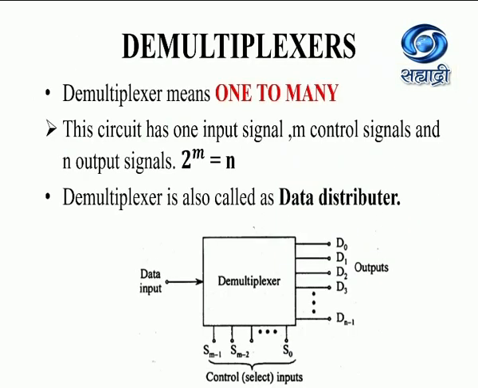In this way we can draw the logic diagram for this expression. Next type is demultiplexer. So demultiplexer means one to many. So it is opposite to multiplexer.